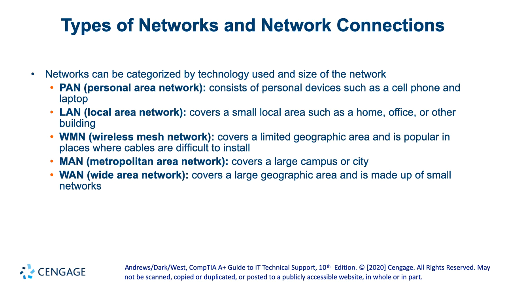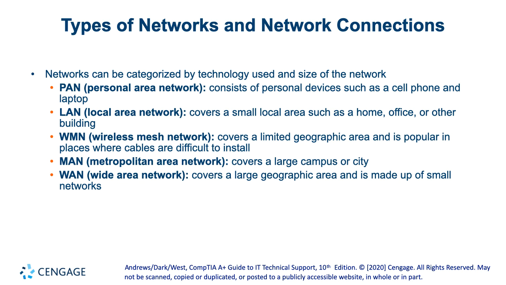The various types of networks can be categorized as follows. The personal area network, or PAN, typically consists of personal devices such as a cell phone or laptop. Local area network, or LAN, covers a small area such as a home, office, or building. A wide area network, or WAN, covers a large geographical area and is made up of multiple LANs.